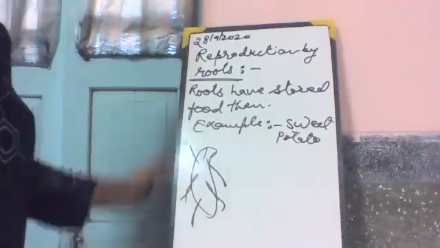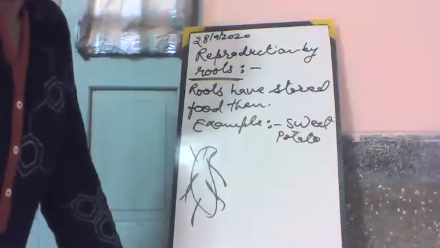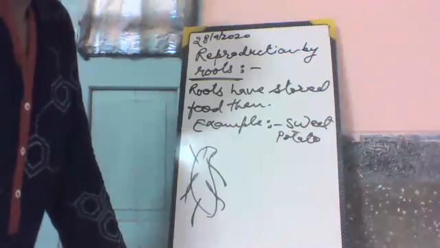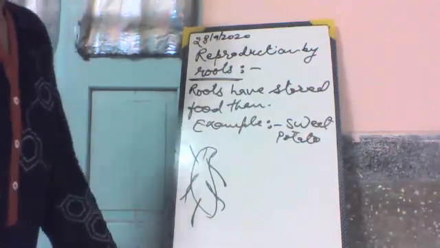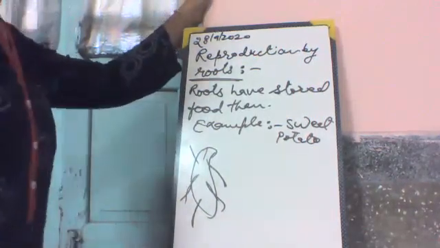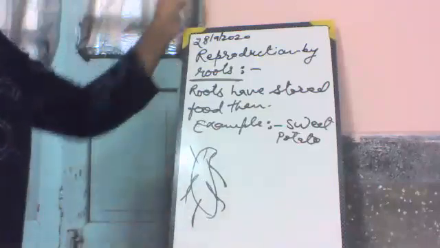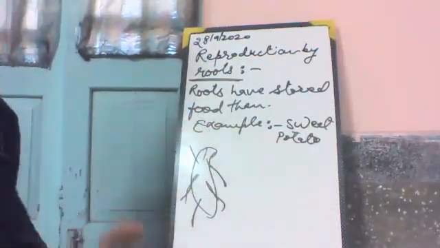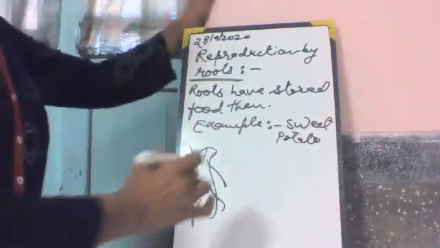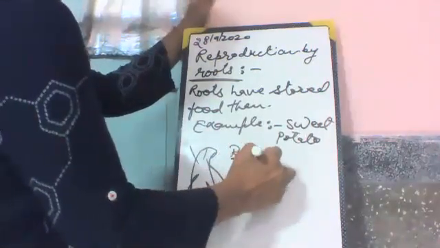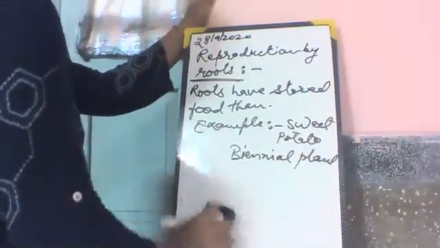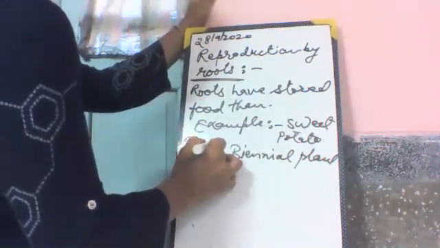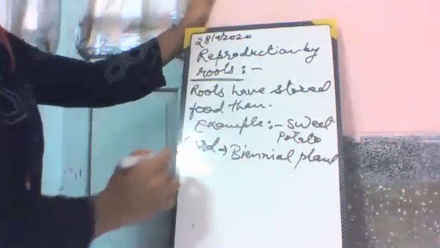Carrot is also an example of vegetative reproduction by roots. Carrot is a taproot and a biennial plant. Taproot means it has a main thick root and some branches arise from the main root. Carrot is a biennial plant. It means the life of the carrot plant is 2 years.